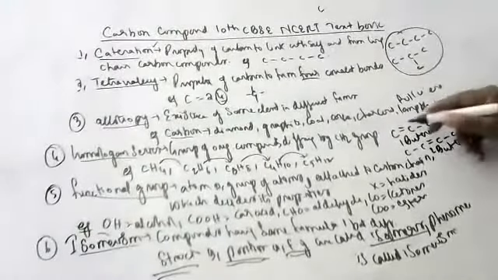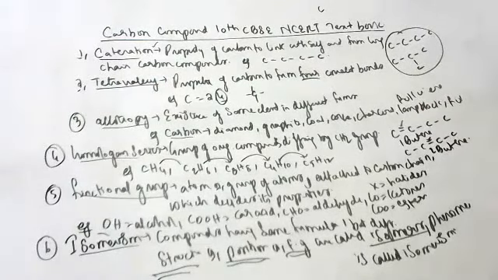2-butene. This is called positional isomerism. Position is changing. This is called positional isomerism, children.